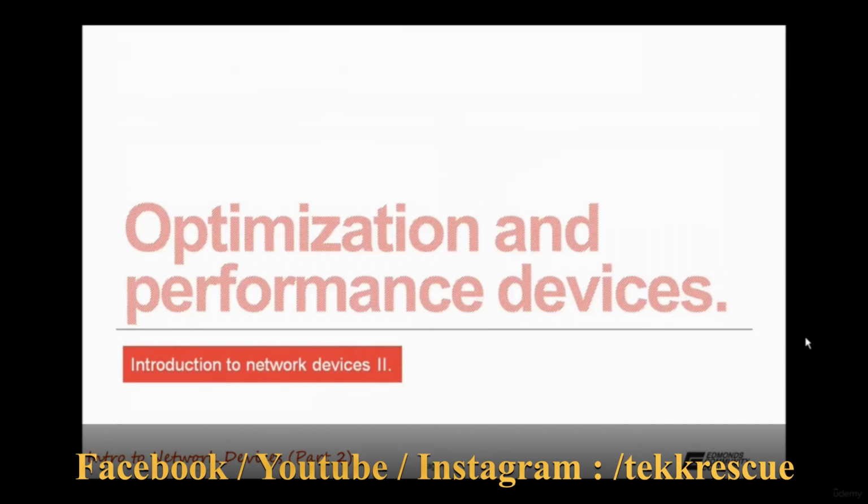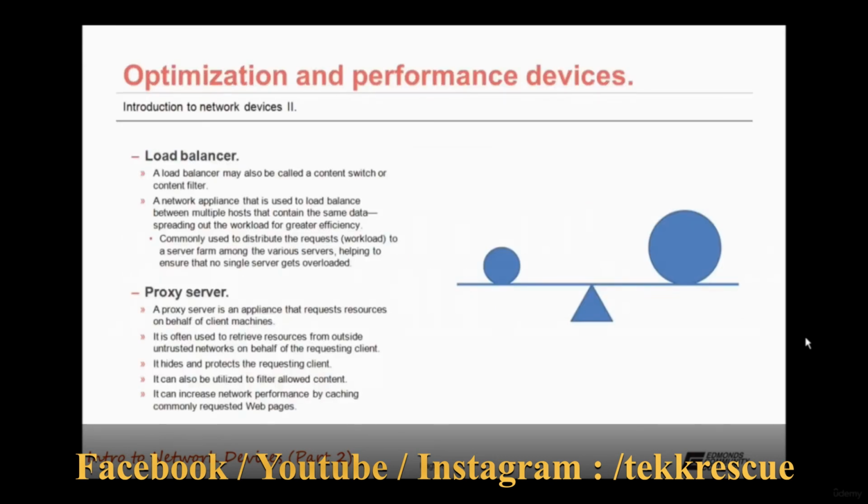Now let's talk about optimization and performance devices. We will begin by talking about the load balancer. A load balancer may also be called a content switch or content filter. It's a network appliance that is used to load balance between multiple hosts that contain the same data. This spreads out the workload for greater efficiency. They're commonly used to distribute the requests or workload to a server farm among the various servers in the farm, helping to ensure that no single server gets overloaded with work requests.